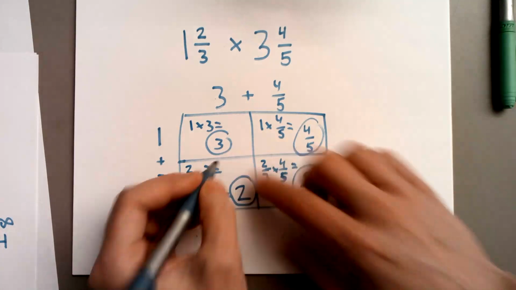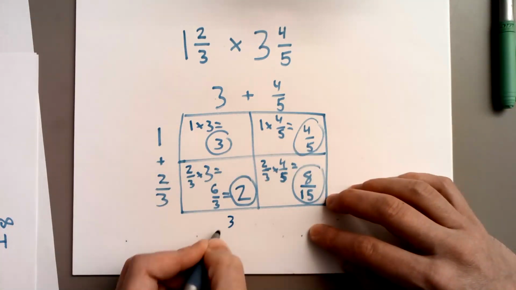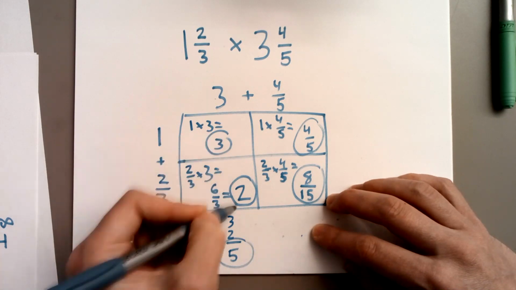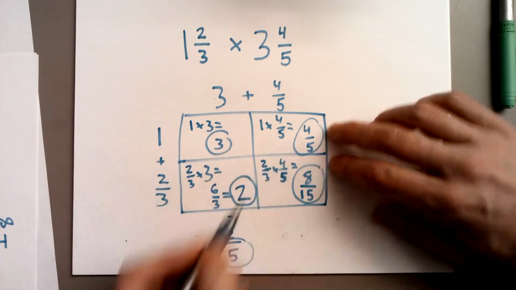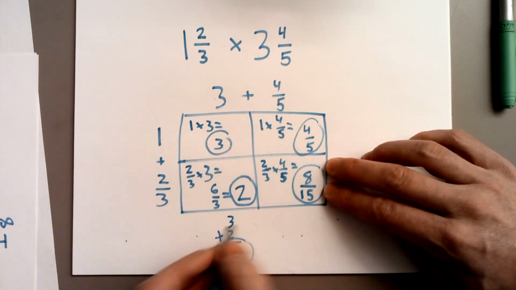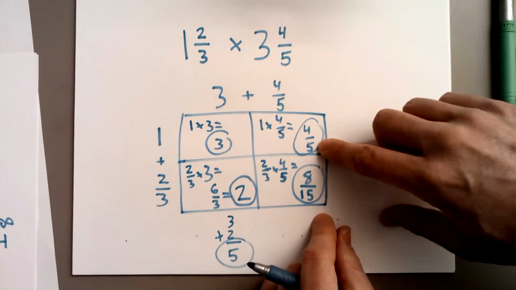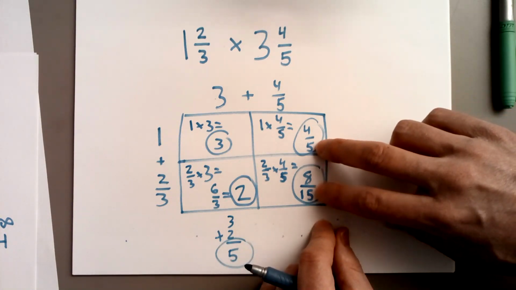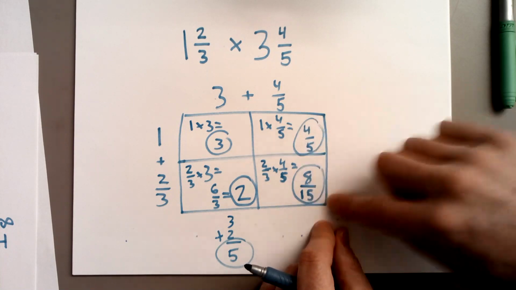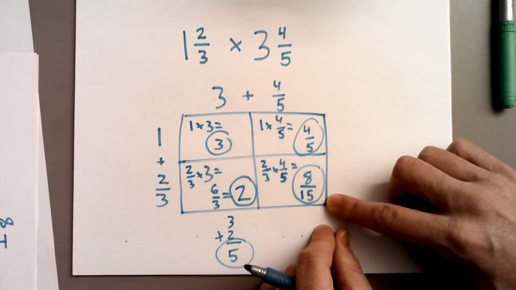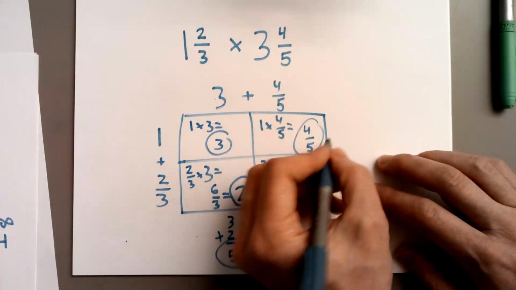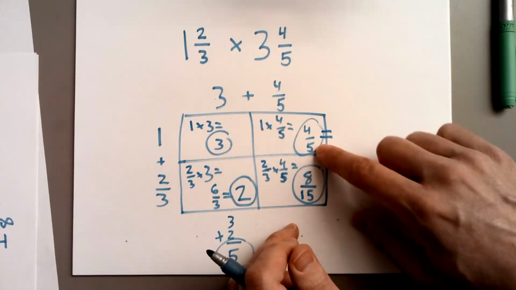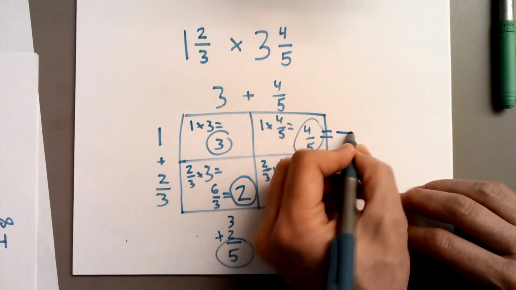So the 3 plus the 2 is 5. So these two together are 5. And now 4/5 plus 8/15. Well, already I see that I've got fifths and I got 15ths. I have 2 different denominators. That means I have different size pieces, so I cannot add these together. I have to change one of these fractions so that they have the same denominator as that one. So I'm going to make these fifths into 15ths.